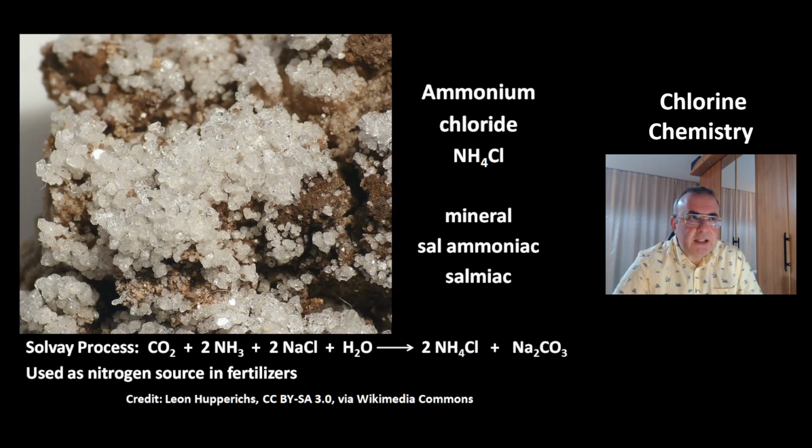Here is a compound, ammonium chloride, NH4Cl. It occurs in nature as a mineral. It's called sal ammoniac or salmiac. And ammonium chloride is also one of the products of the Solvay process. That's the reaction of carbon dioxide with ammonia, sodium chloride and water, which gives you ammonium chloride and sodium carbonate. And ammonium chloride is used as a nitrogen source in fertilizers.